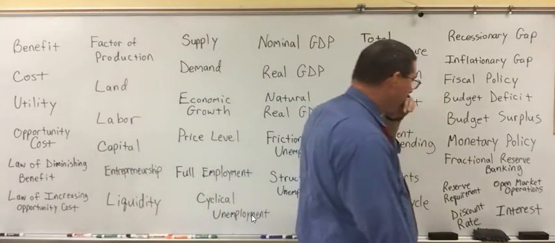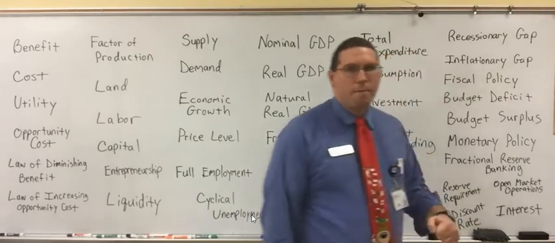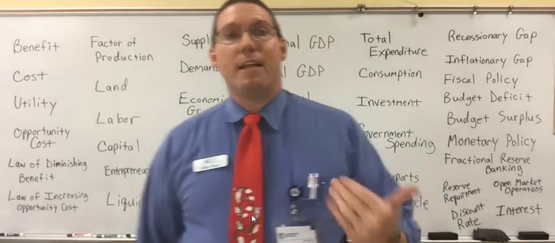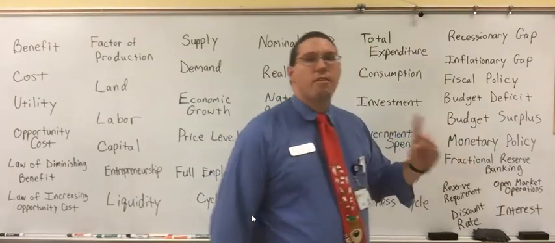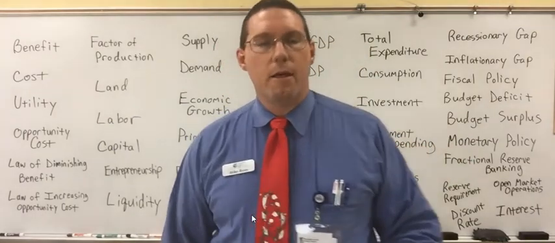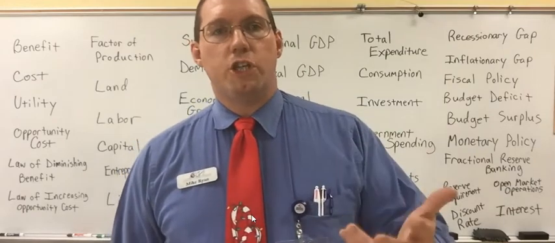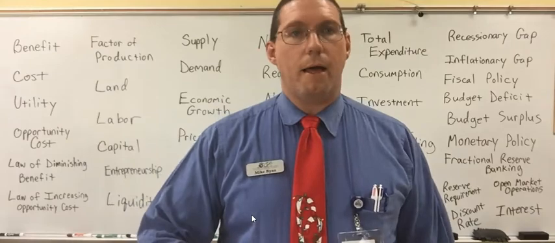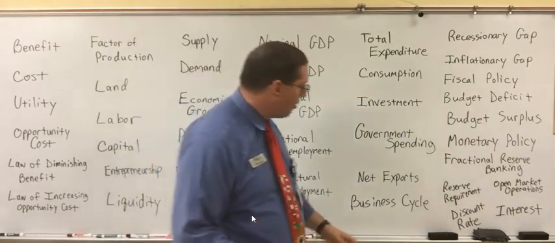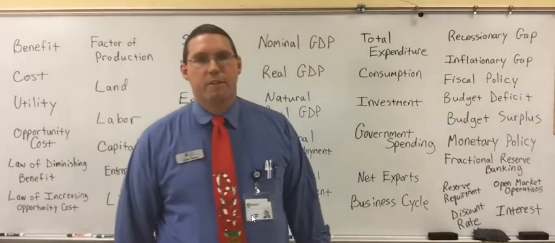We're almost done here. Monetary policy. Now that's when the government intervenes in managing the economy through adjusting the money supply. Monetary policy is when the government adjusts the money supply. They either increase the money supply or they decrease the money supply. Why are they increasing or decreasing the money supply? Because they want to affect the business cycle.